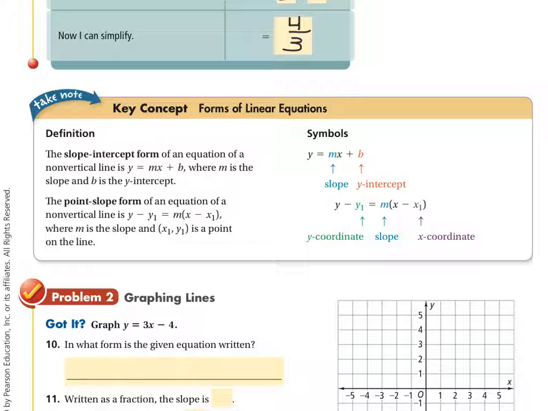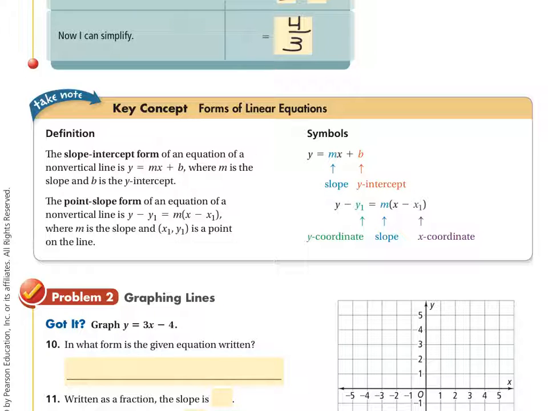The slope-intercept form of the equation of a line is what gets used most often when we're talking about slopes of lines. So that is the y equals mx plus b right here. The m is the slope and the b is the y-intercept.